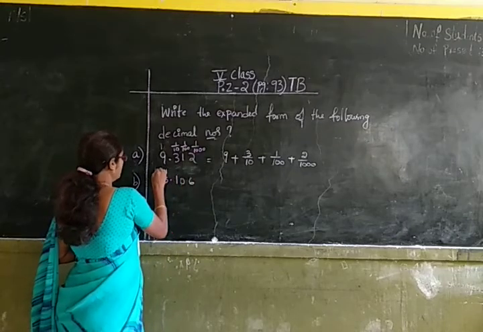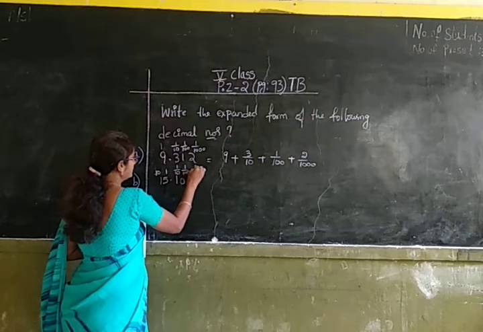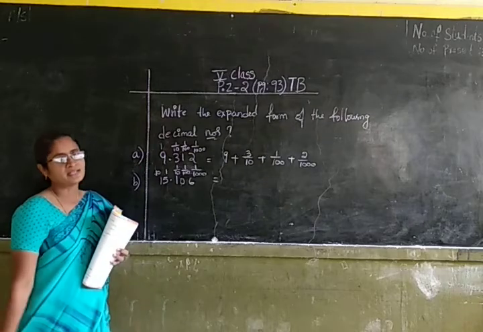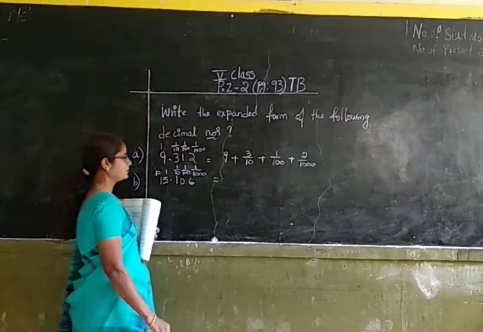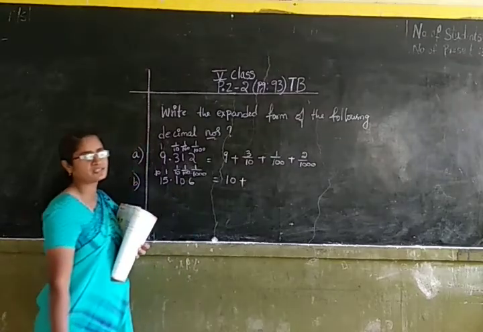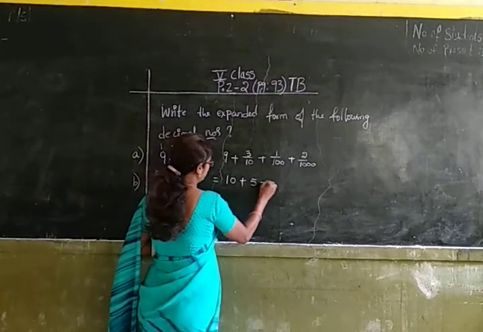Ones place, tens place, 1 by tens place, 1 by hundreds place, 1 by thousands place. 1 is in tens place, so its place value is 1 into 10, which is 10. 5 is in ones place, so its place value is 5 into 1, which is 5.